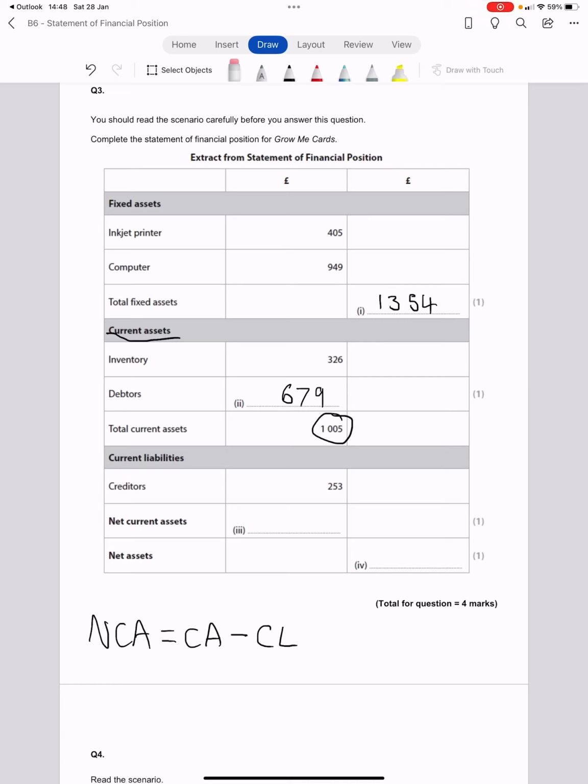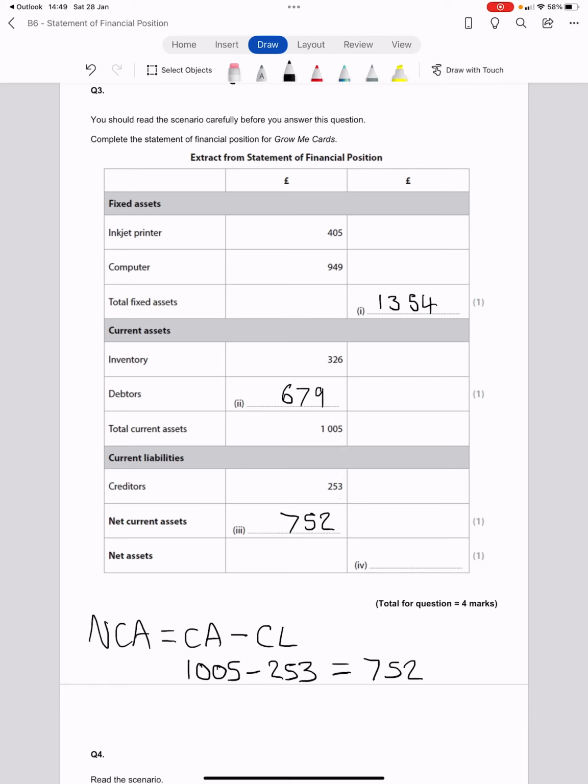£1,005 is the current asset figure. So our net current assets is going to be £1,005. Let me just highlight these parts for you. £1,005 minus the current liabilities of £253. So let's just write that down. £1,005 minus £253 of current liabilities is going to be equal to £752. So we've got £752 net current assets.